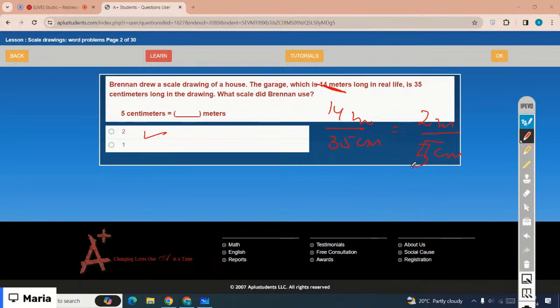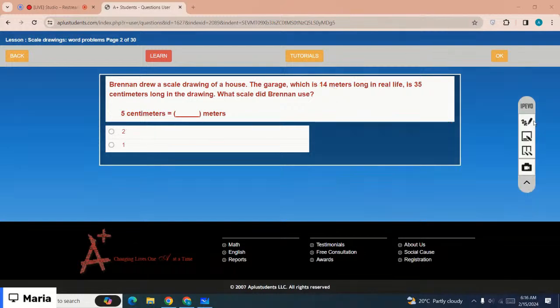So 5 centimeters equals 2 meters. The correct option is 2. Got it? The correct option is 2 meters.